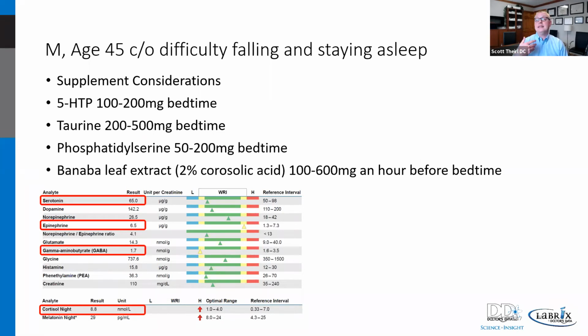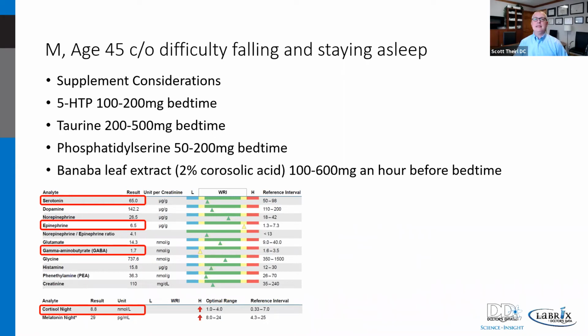Phosphatidylserine resensitizes cortisol receptors so that cortisol can bind better. 50 to 200 milligrams at bedtime so that hopefully that cortisol system has more sensitive receptors, so that the cortisol you are producing, which is plenty in this case before bed, binds better to the receptor and gives a better inhibitory feedback to mellow out that HPA axis in terms of cortisol output.